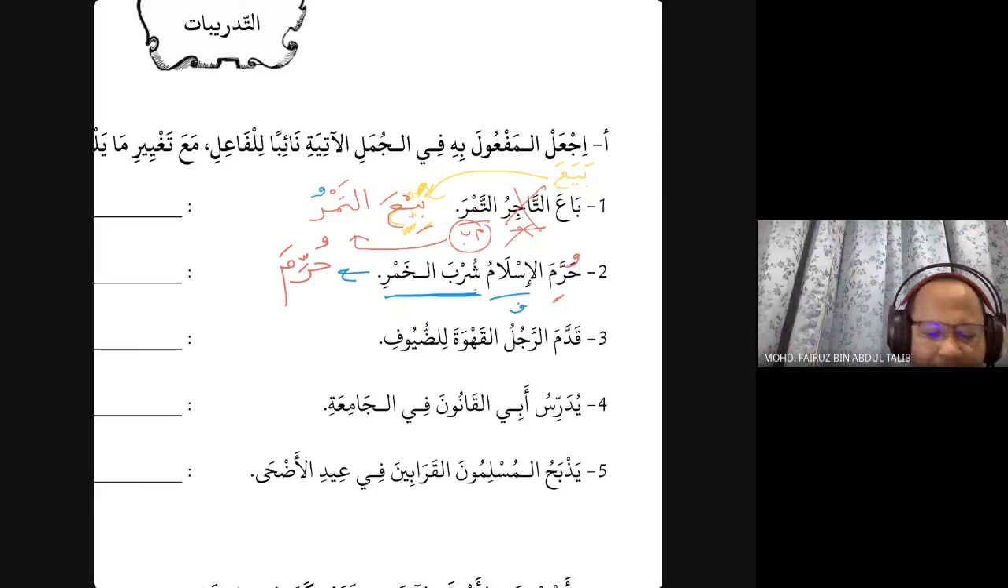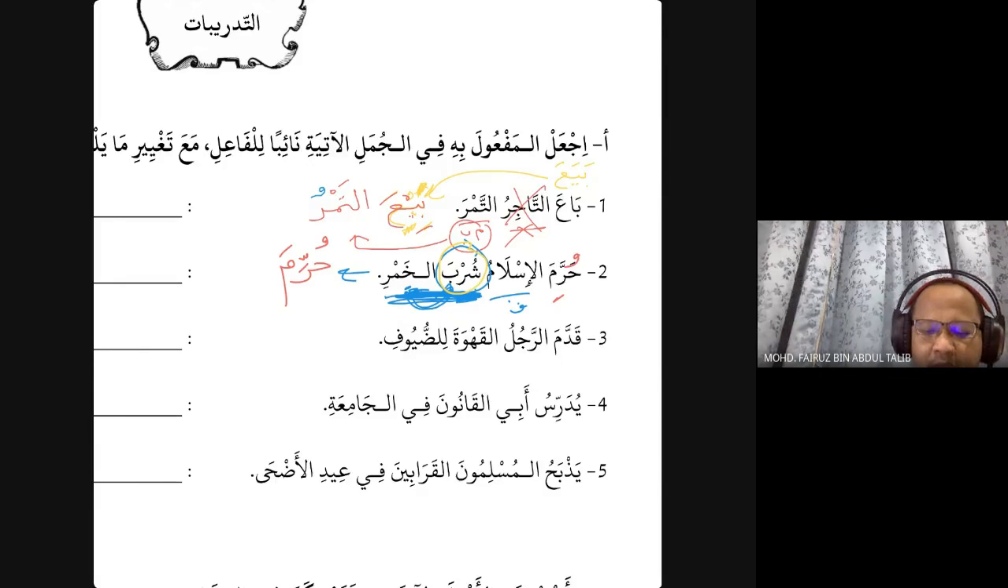For maf'ulun bih, it is only the first word. It is not both words. Islam has forbidden drinking. Drinking is the maf'ulun bih. Drinking of what? This is just idafa, mudaf ilayh. You just add the word khamar to the word shurb. This has nothing to do with the maf'ulun bih, because you can replace khamar with another word, shurbal ma and so on. If you have a phrase, the maf'ulun bih is always the first word. It is not both words. So in this case, it is only the word shurb.